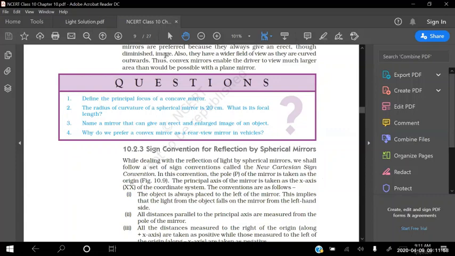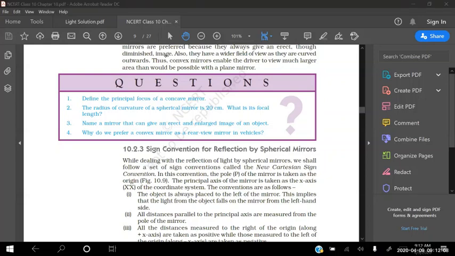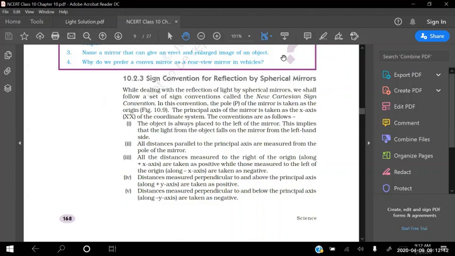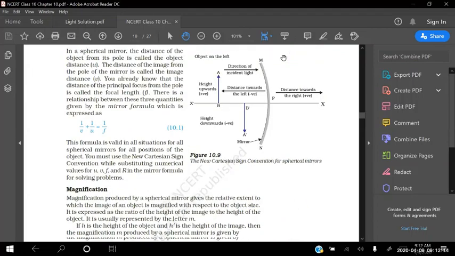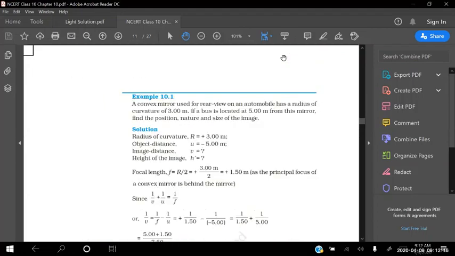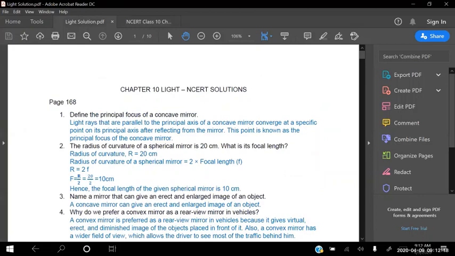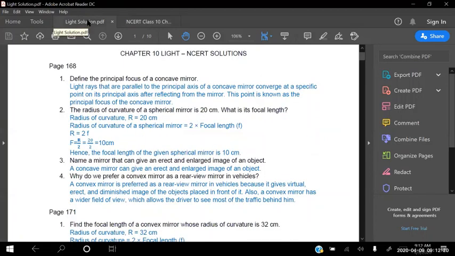Name a mirror that can give an erect and enlarged image of an object. So which mirror can give you erect and enlarged image? That's only concave mirror. So for that, I have just taken all the questions together. Okay, and you just open your page numbers, as I will say. So just see the first question which was asked here. I will share also, don't worry.